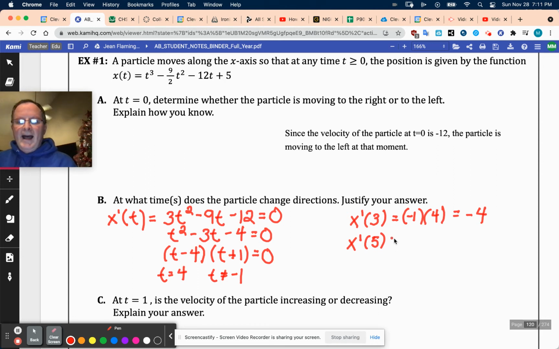Okay, and then at 5, 5's a good one because if I substitute 5 in, I get positive on both of them, don't I? So that would be 5 minus 4, 1, and then 5 plus 1, 6. And that's positive. All right, so what I did was I just checked a couple of points on either side of my critical number, t equals 4, to see what was happening. And I discovered that indeed it did change directions at that point.